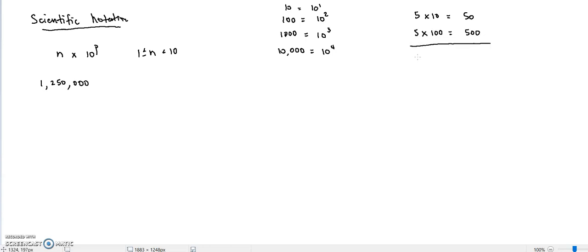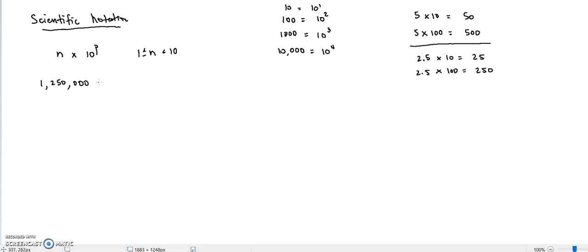If I'm multiplying, this is adding zeros, but if I have 2.5 times 10, I move the decimal once. If I multiply by 100, I move the decimal twice, and I have to put in a 0 to fill that place, and so on. So the exponent here is the number of zeros on the 10, but when you're looking at other numbers, it's how many times you move the decimal place.